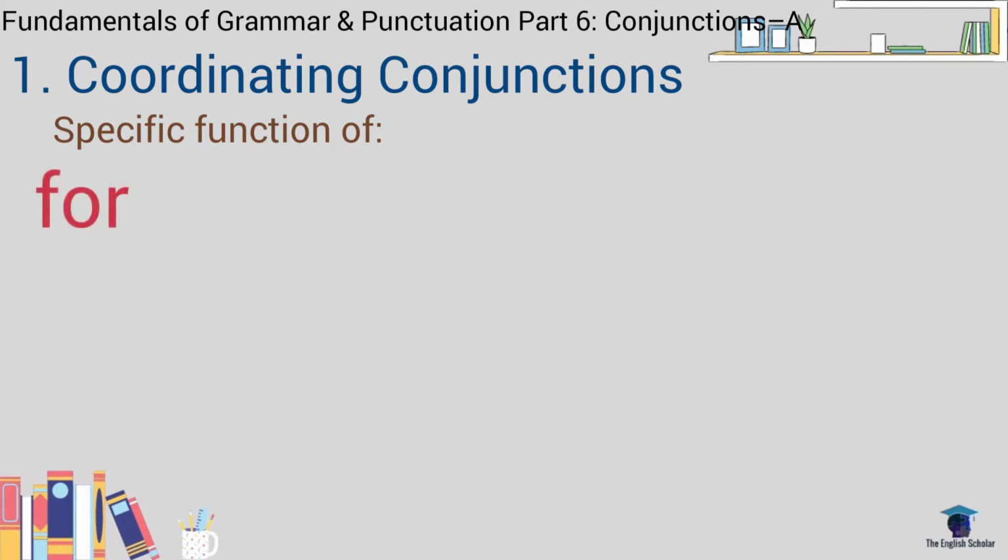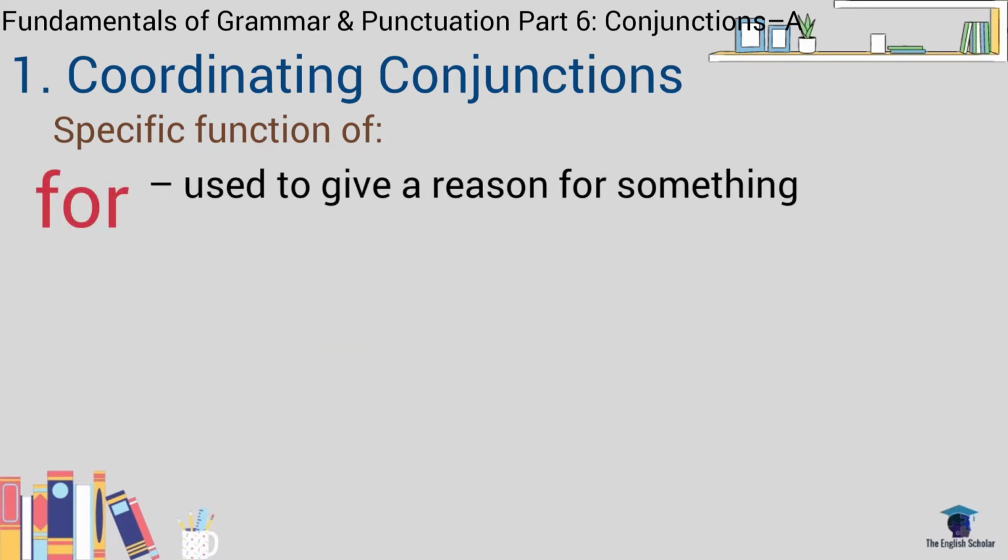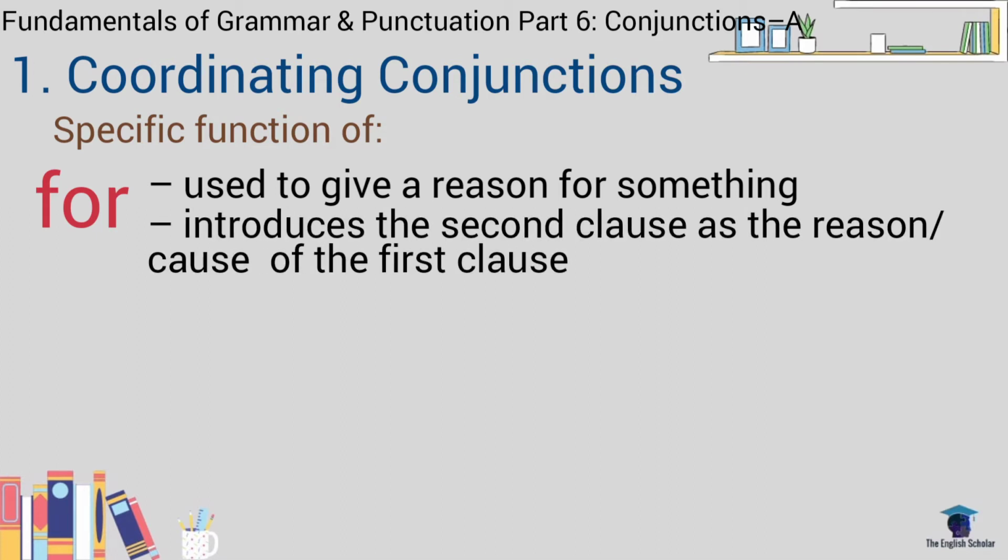Let's start with for. This conjunction is used to give a reason for something. It is primarily used to connect 2 independent clauses, introducing the second clause as the reason for the first one. It is more like a substitute for the word because, although it is more formal. So, whenever we connect 2 independent clauses stating a reason, we can use for.